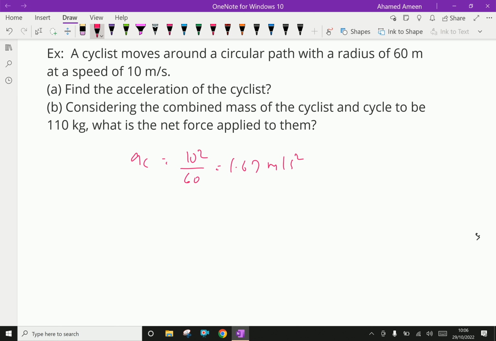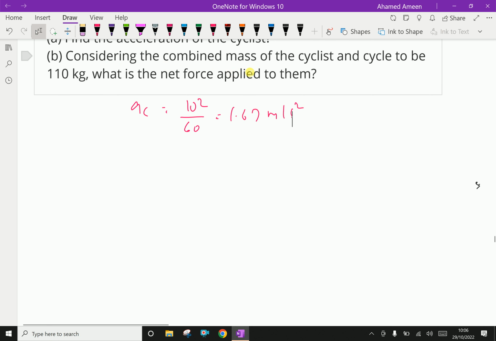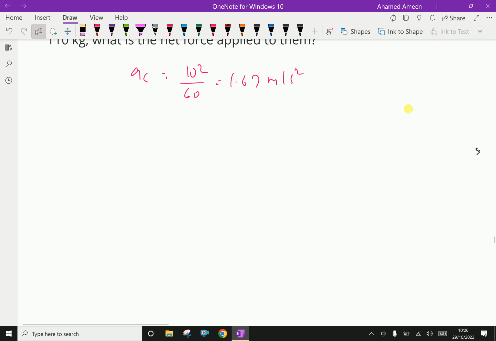meter per second square. Next question, part B, considering the combined mass of the cyclist and the cycle to be 110, what is the net force? F net is mass into acceleration. Mass is 110, then acceleration is 1.67, which is equal to 183.7 Newton.